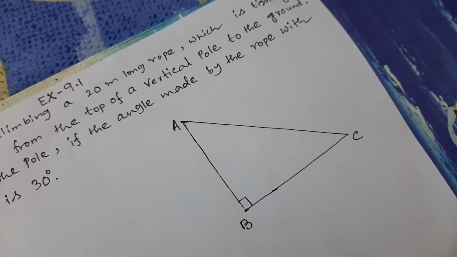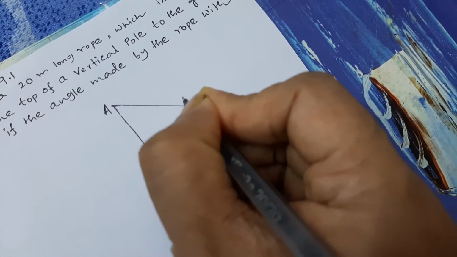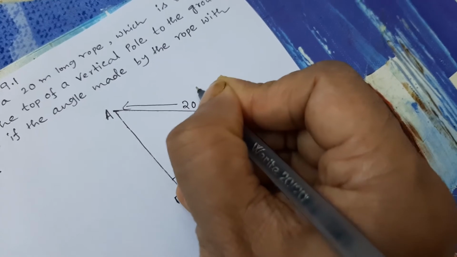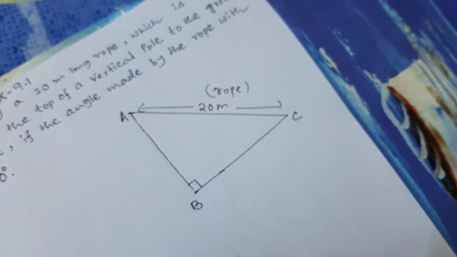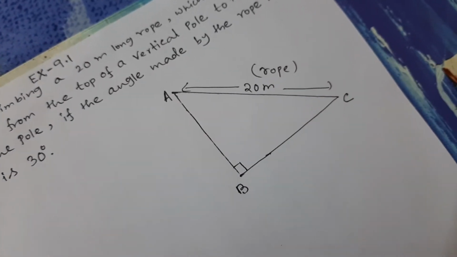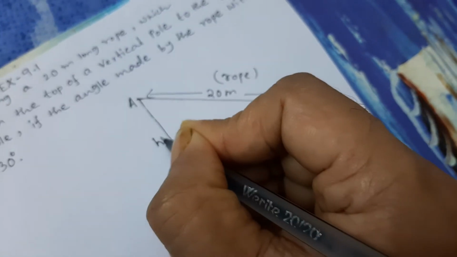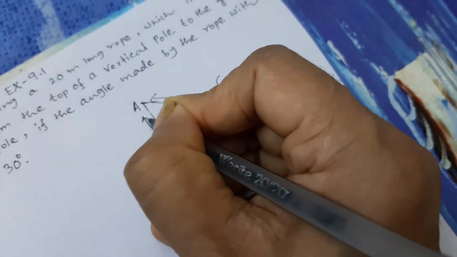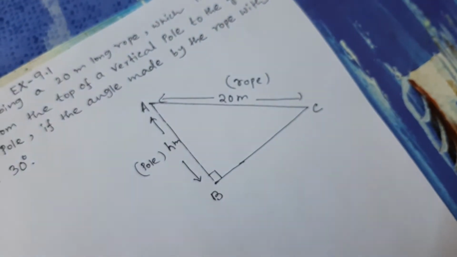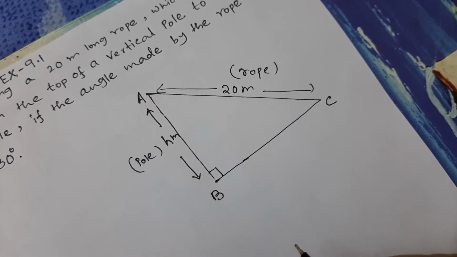So AC rope is 20 meter. So this is 20 meter and this is rope, and find the height of the pole. Pole height is not given, you have to find. So let this height be h meter, and this is pole, and ground, that is BC, is the base, that is ground level.